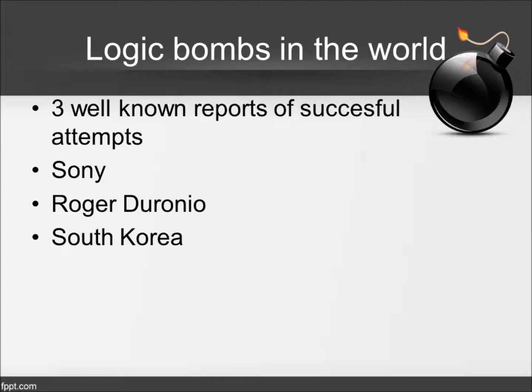The second one was created by Roger Duronio, a system admin who worked for UBS. His logic bomb was designed to damage the company's computer network and drive down the stock value of the company. He did this because he bought stocks of other companies which would rise in value if the stocks of his own company decreased in value. The bomb was set off, but luckily, the damage wasn't as bad as predicted.